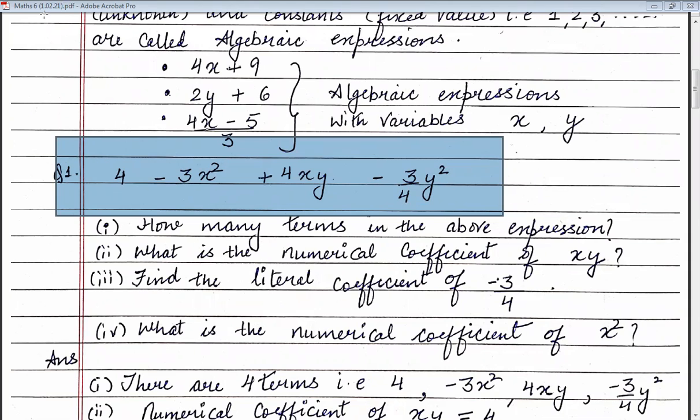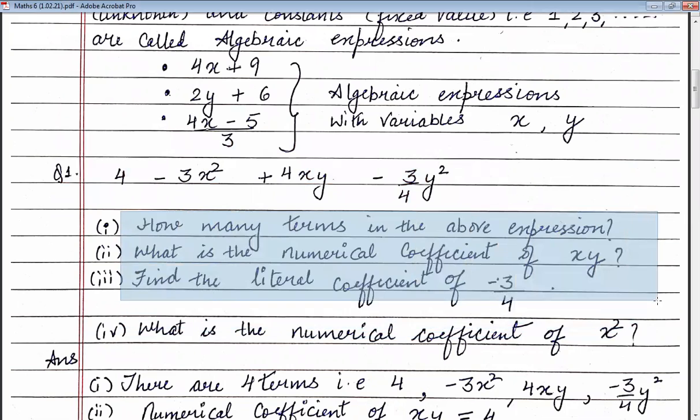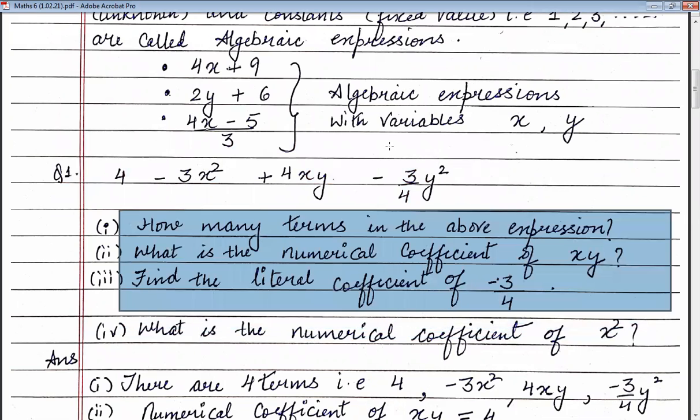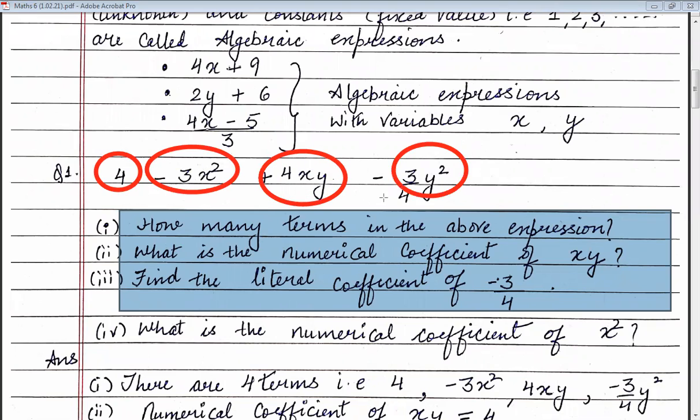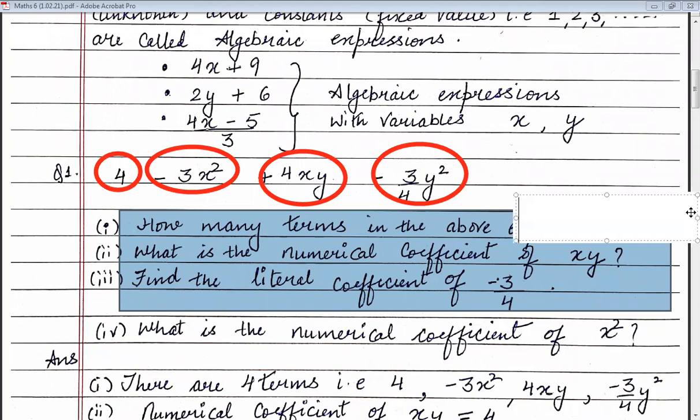Now, in the first part, what do you have to tell? You have to tell how many terms there are in the above expression. So let's see. This is the first term and this one is the second term, third term and the fourth term. So children, how many terms are there? Can you tell me? There are 4 terms in the given expression.